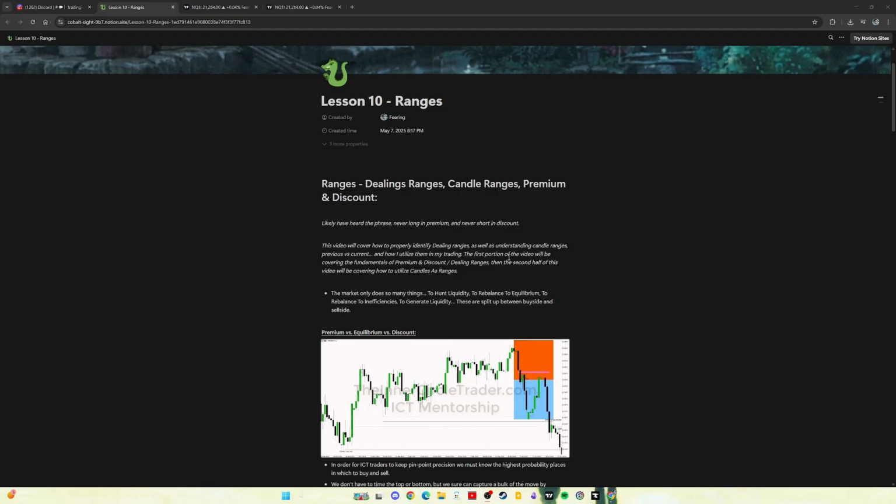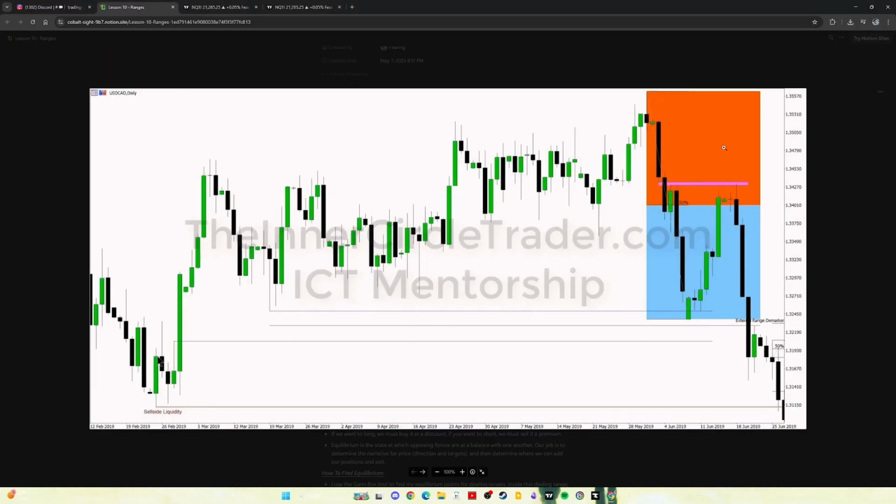And yeah, so the market, we have to understand first that the market only does so many things. Four things, which is hunt liquidity, rebalance equilibrium, rebalance inefficiencies, as well as generating liquidity. Now, these are both split up between buy side and sell side, and the basics of it is whenever price moves lower, we are delivering sell side. When we only deliver sell side, that is an unbalanced range. A balanced out range is when price delivers both buy side and sell side together in a single range.